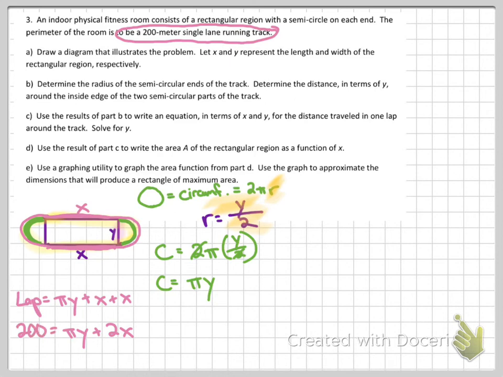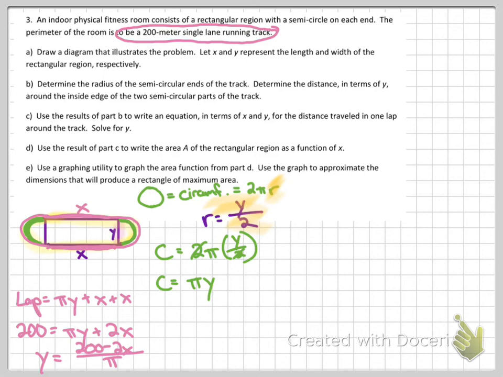Now take that equation and solve it for y. Again, I'm running out of room, so I'm not going to show all my math. But you would minus 2x, and then to get y alone, you would have to divide by pi. So y is going to equal 200 minus 2x divided by pi. Okay, I mean, that's what they wanted for C. It seems like they're kind of walking us through this here.